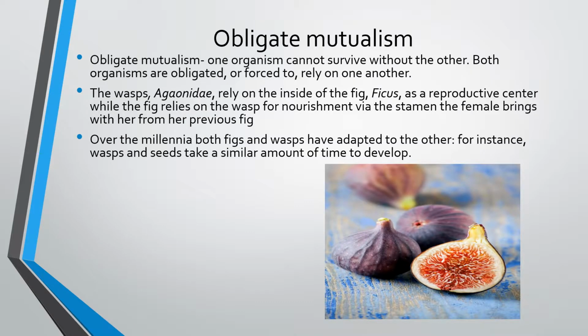So the wasp and the figs practice obligate mutualism, where one organism cannot survive without the other. In the wasp's case, they rely on the fig as a reproductive center for their young. And for the figs, they rely on the wasp for the nourishment that the females bring when they bring their young to lay inside of the fig. Over millions of years, the wasps and the figs have adapted to each other and developed hand in hand, basically.